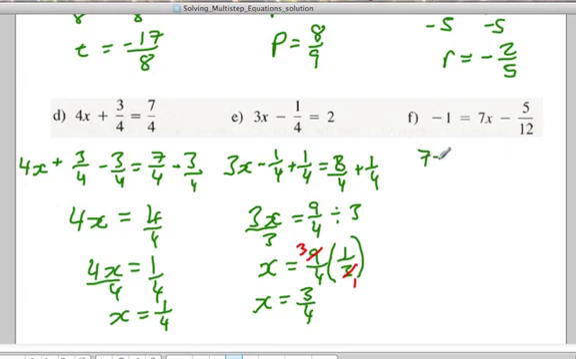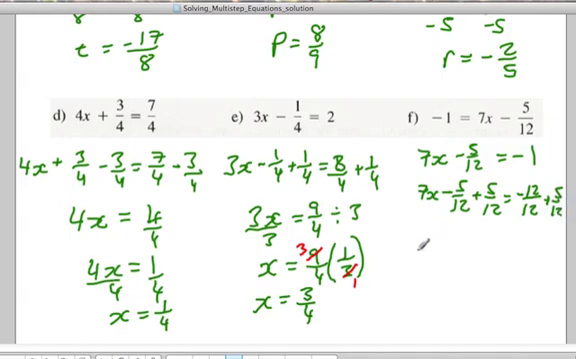All right, so I'm going to rearrange this equation. So it's 7x minus 5 over 12 is equal to negative 1. So I can add 5/12 to both sides. So 7x minus 5 over 12 plus 5 over 12 is equal to negative 1, or if I write it with a common denominator, it's going to be negative 12 over 12 plus 5 twelfths.